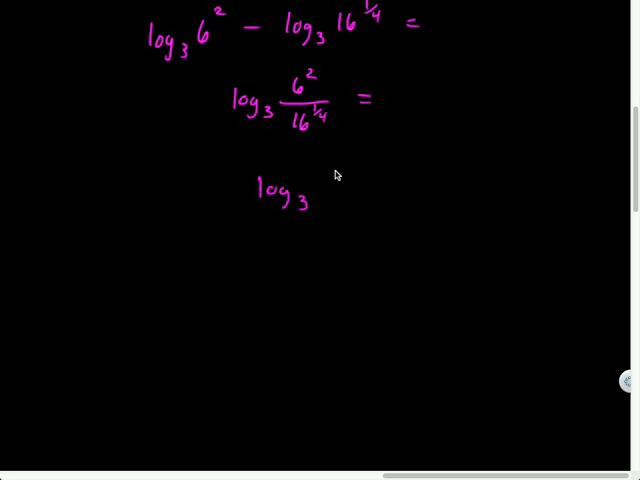Thank you. x equals 9, right? So let's see. 6 squared is 36. The fourth root of 16 is 2. Right. And so x is going to equal 18.